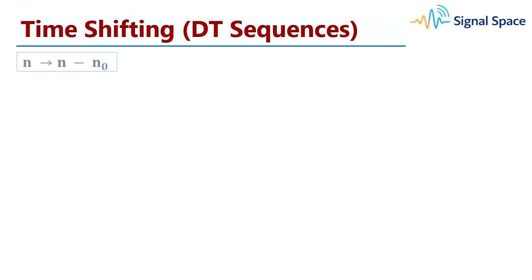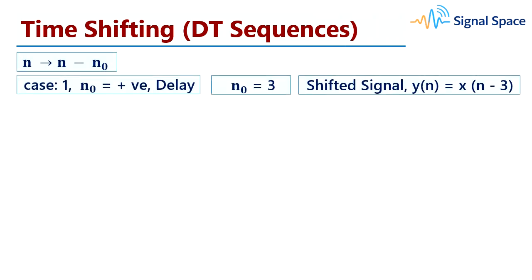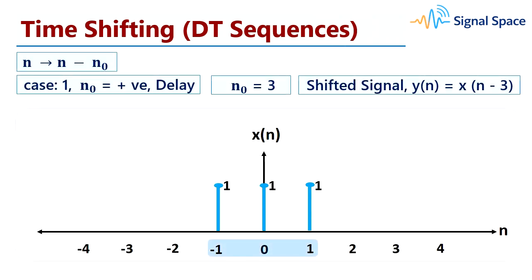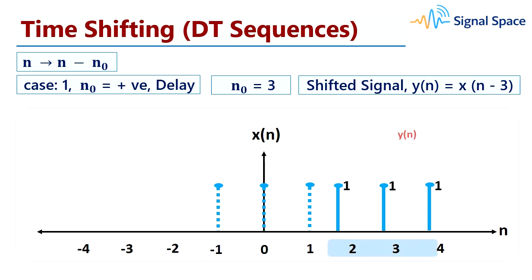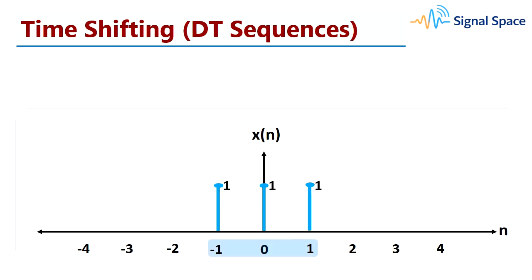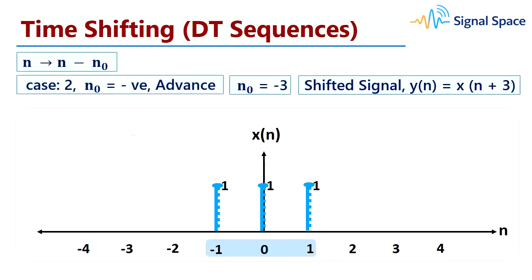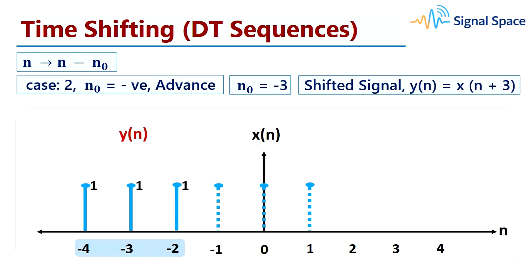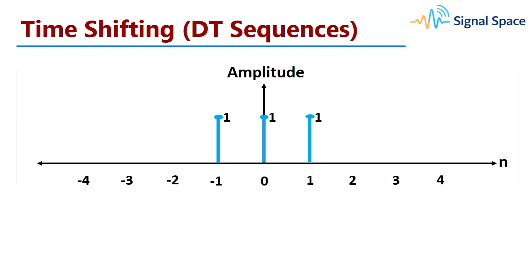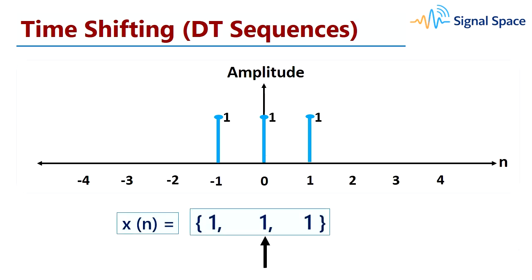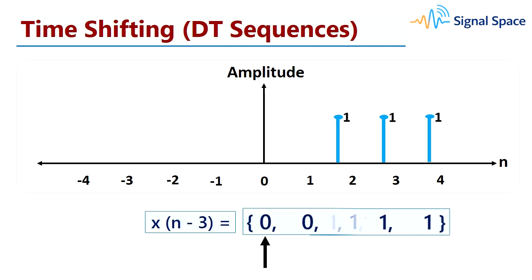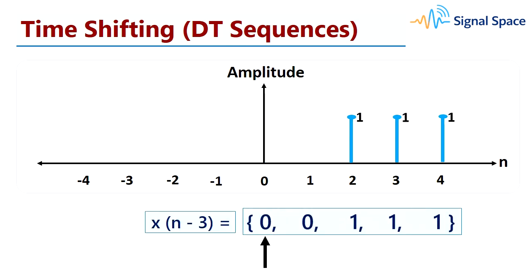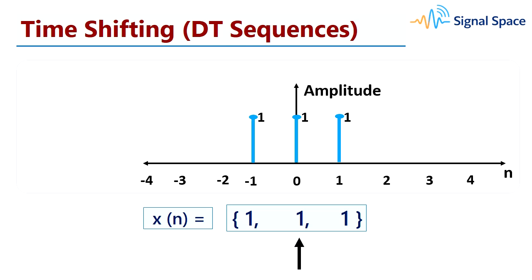The same principle applies to discrete time sequences. Here is our original sequence and its delayed counterpart. And when the shift amount is negative, the sequence is advanced in the time index. Notice the sequence representation during a delay. The entire sequence shifts right relative to the origin marker. Think of it as a relative motion.